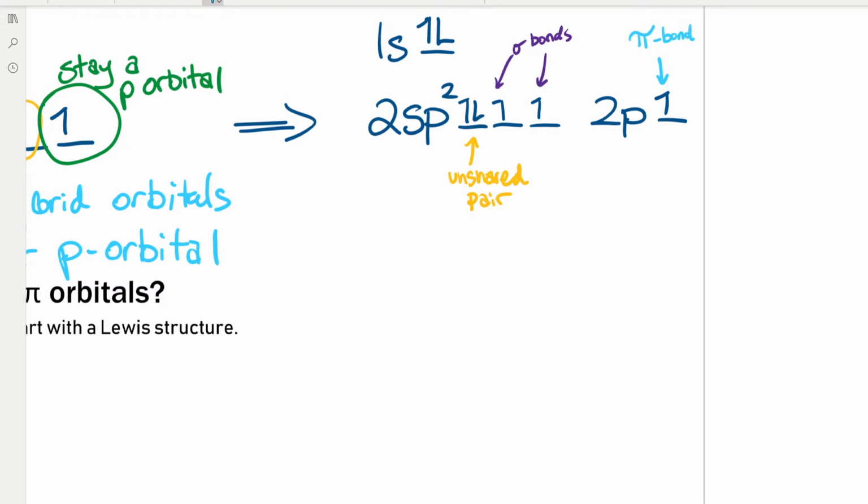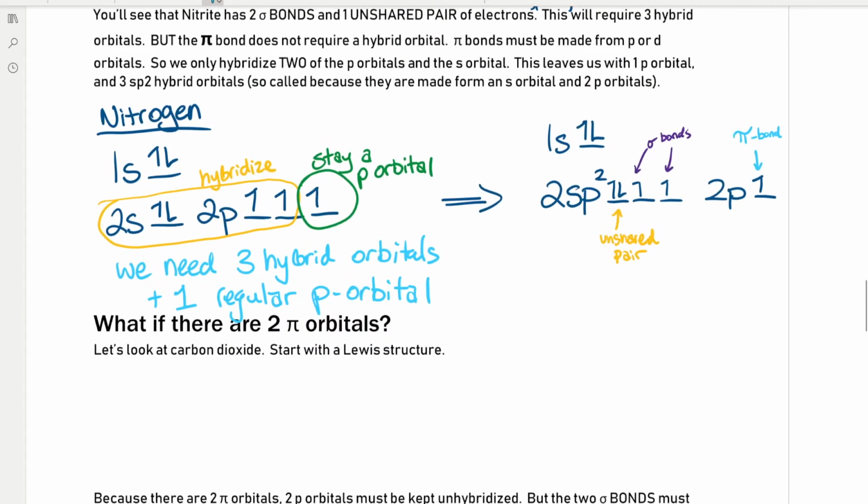Now, you may be asking yourself, why in the name of all that is good and holy do we even care about this? Why does it matter? Just trust me, we're a day away from seeing why it matters. It has everything to do with shape. And the thing you're going to learn in chemistry this year is that shape is really, really, really important.